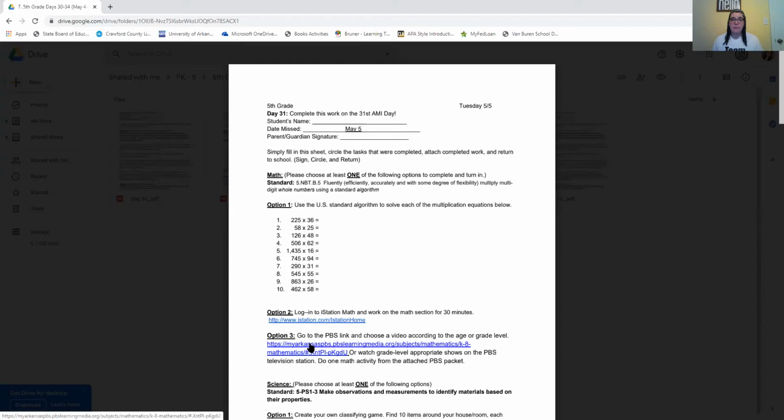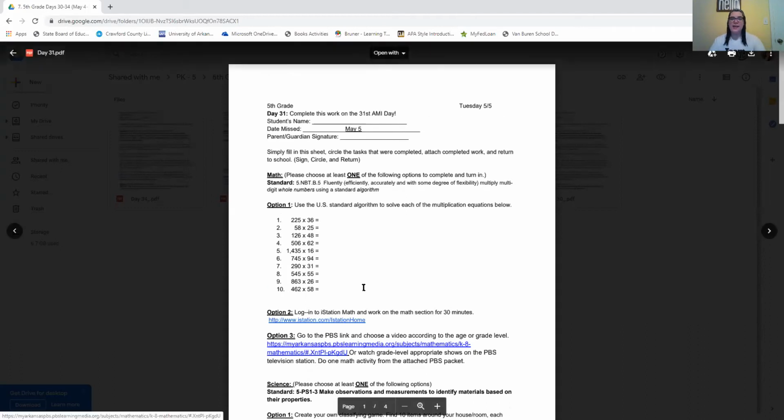Or if you have the PBS television channel, you can watch any of the grade level appropriate programming that they have there on the PBS channel. And then at the back of your AMI packet, if you have the actual packet that you picked up at Tate, attached to the back of it is the PBS packet that has different activities that you can do along with the PBS stuff. So you would just choose a math activity to do from that PBS packet.